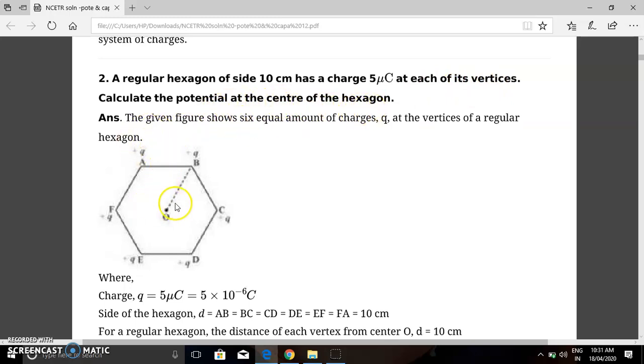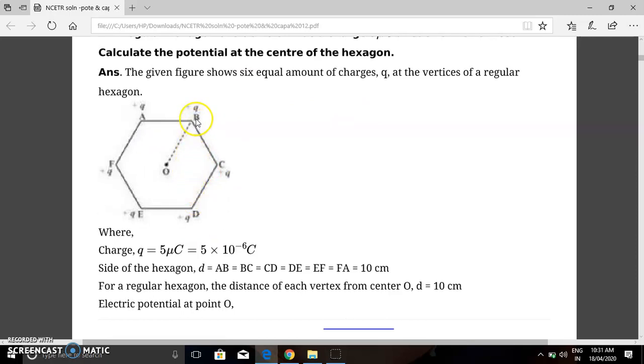Means we have to calculate the electric potential at this point O. But we know that the given figure shows 6 equal amounts of charges. That is, if you see A, B, C, D, E and F, all are having 6 equal charges, that is, the magnitudes are equal. Each and every charge is 5 microcoulomb, that is 5 into 10 raised to minus 6 coulomb. And if you see the distance between A and B, B and C, all distances are equal, and that distance is given as 10 centimeter.